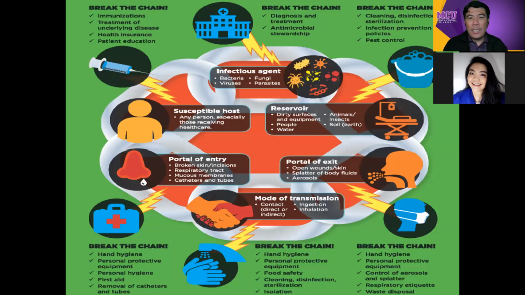So yung first aid kasi para to at least, 'di ba, ang usual cause of the portal of entry is in particular with broken skin, respiratory tract, mucous membranes, catheters. So kung may wound, then definitely attend to it immediately.